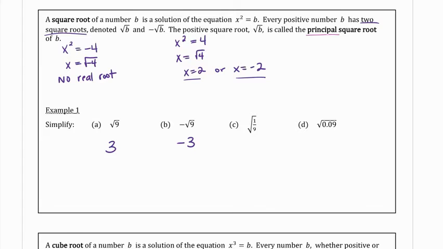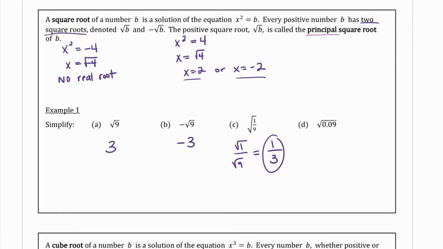Remember, if you've got a fraction inside of your radical, you can split that fraction. So this is like the square root of 1 over the square root of 9. And then those are both the principal square roots. So I can do those. They're both perfect squares. Square root of 1 is 1. Square root of 9 is 3. So our answer there is 1/3.